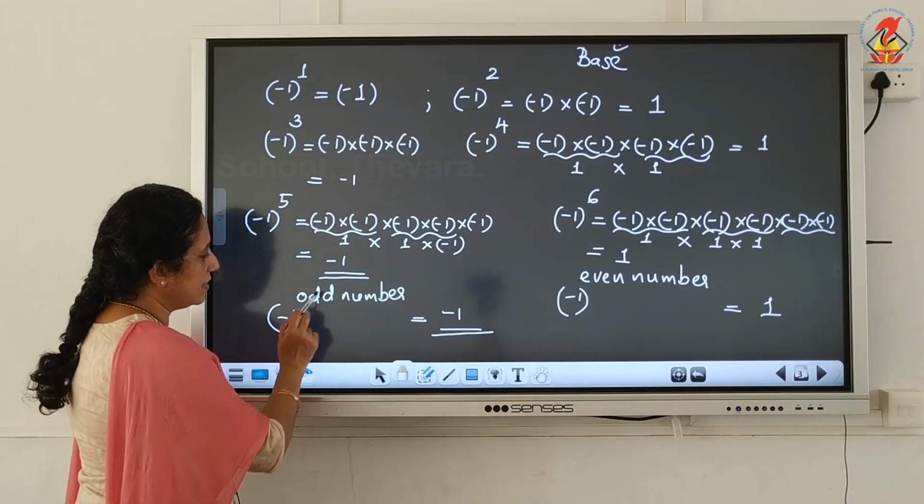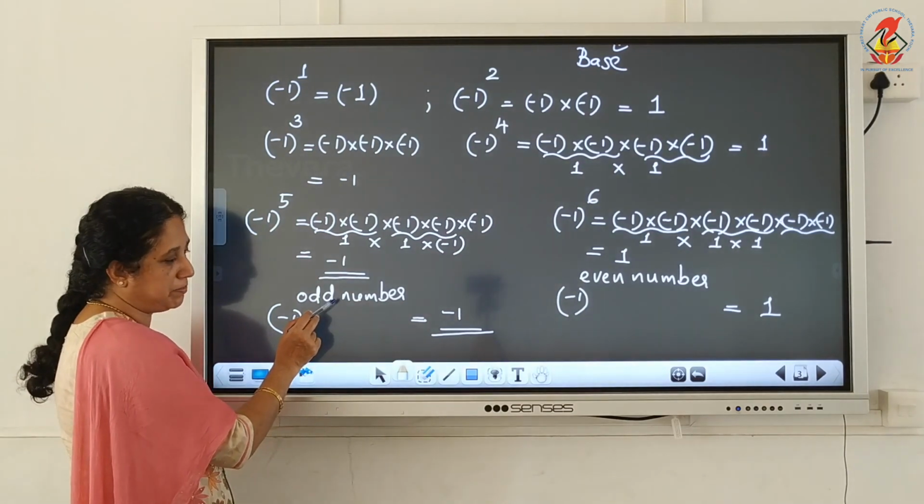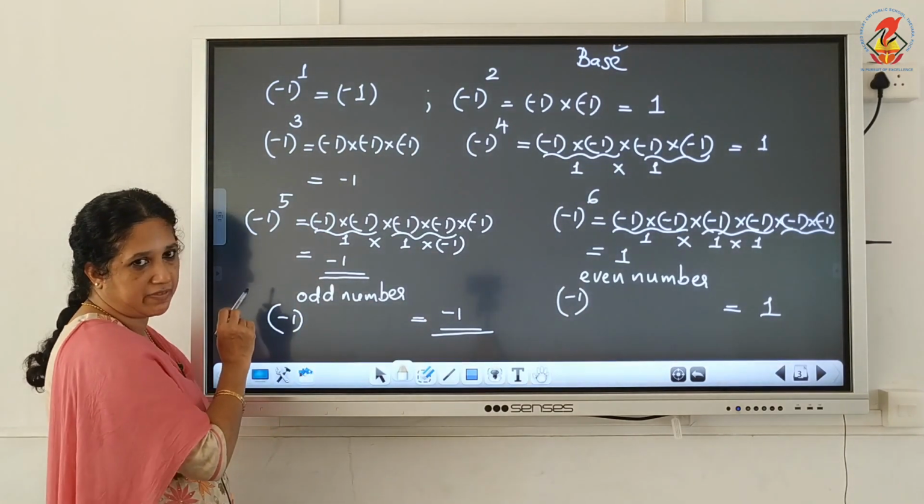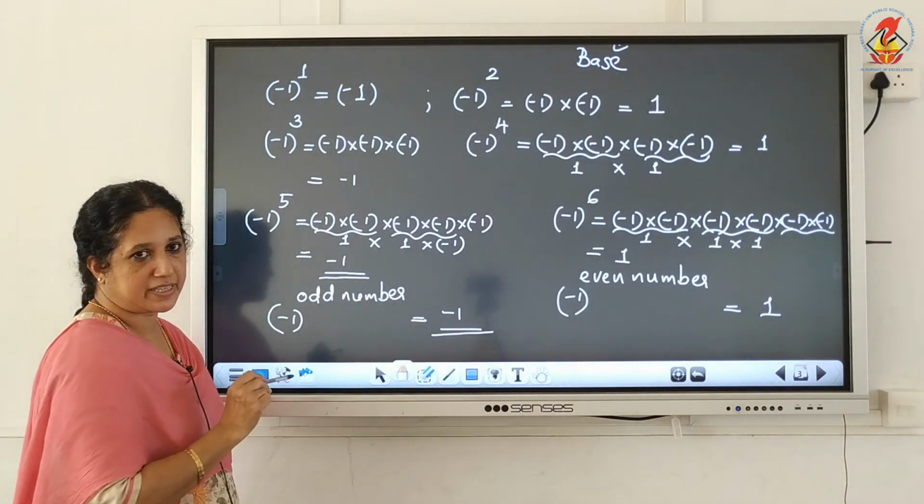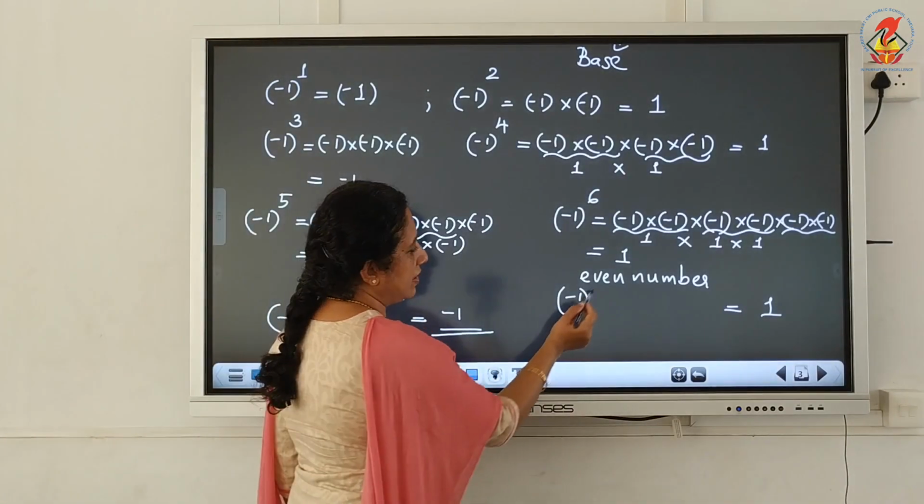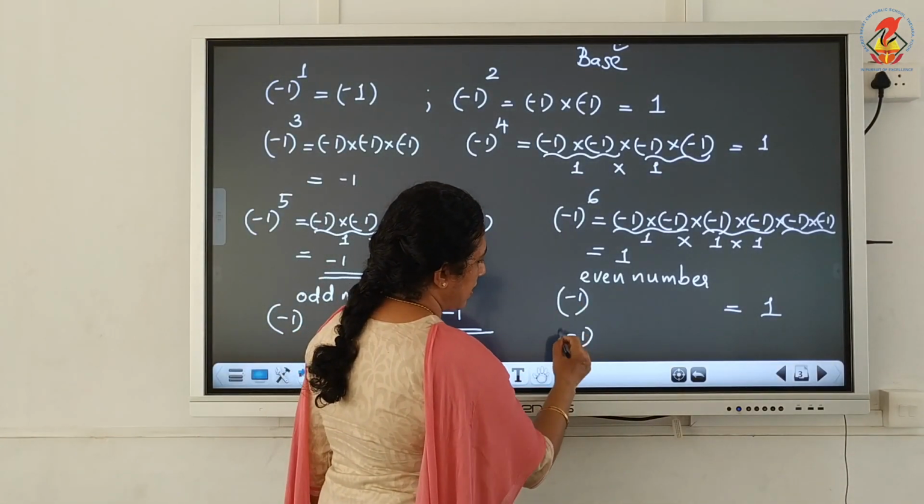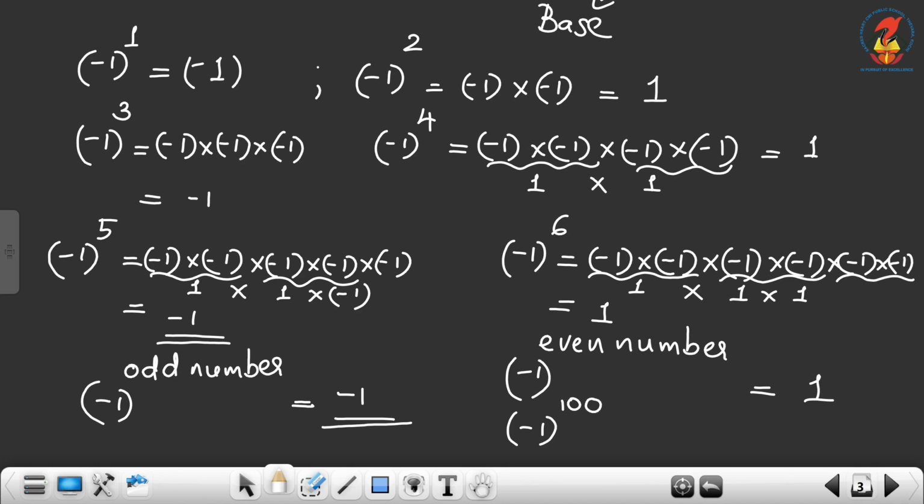So negative 1 raised to an odd power, for example, if you are taking it as 7, then the result is negative 1. Then negative 1 raised to 100. 100 is an even number, so the result is 1. Similarly, negative 1 raised to 99. 99 is an odd number, so the result is negative 1.